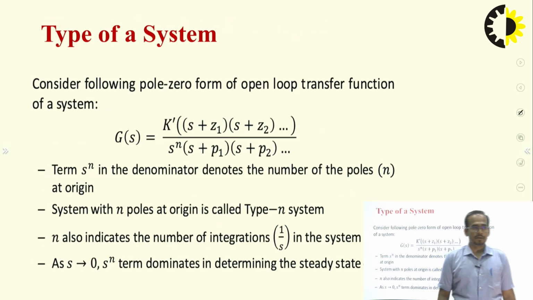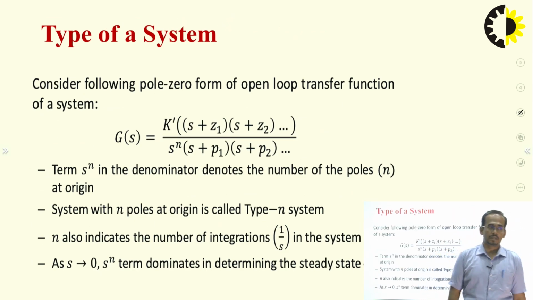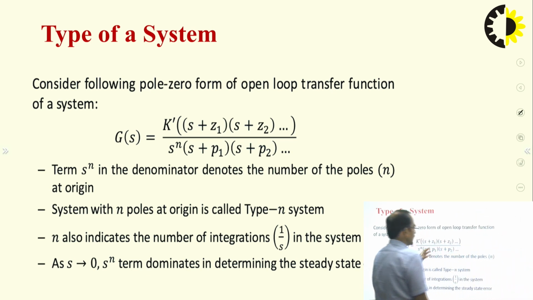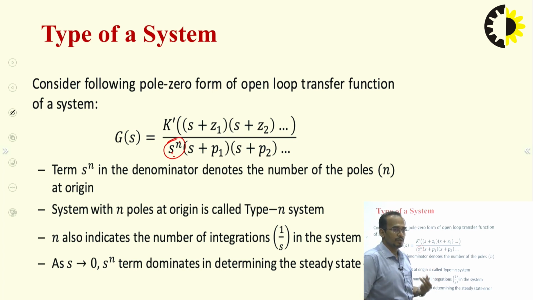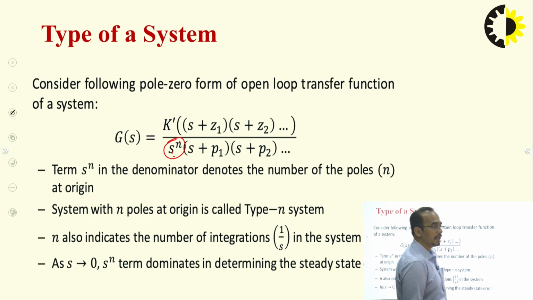Let us take an example for finding the type of the system. Suppose the open loop transfer function is given by G(s) equal to K'(s plus z1)(s plus z2) upon s to the power n (s plus p1)(s plus p2). Here the number of poles occurring at origin, the power of s, will decide the type of the system. If n is equal to 0, then this is a type 0 system, n is equal to 1, then this is a type 1 system, n is equal to 2, then this is a type 2 system, n is equal to 3, then this is a type 3 system.